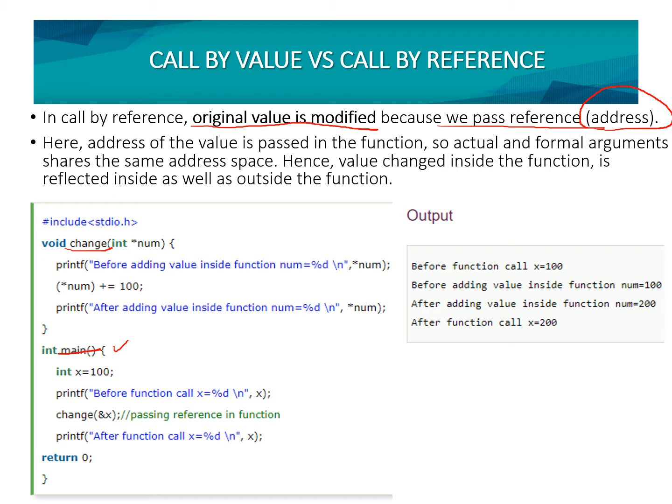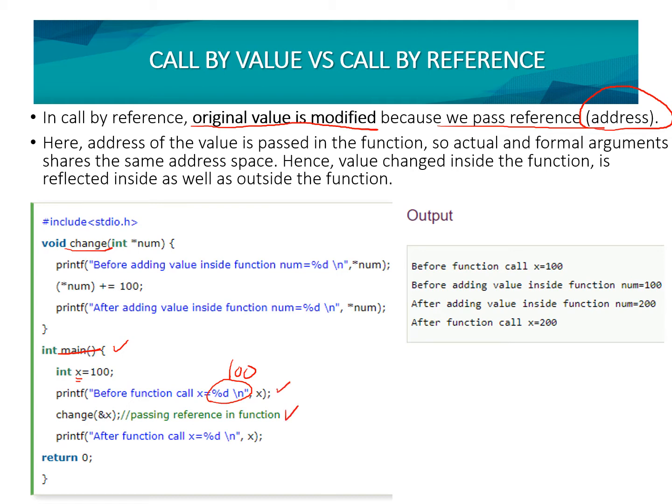So now we have integer x equal to 100. x will have a memory location and a value of 100. So before the function call, x is 100. The program will then look at the next line, this line.